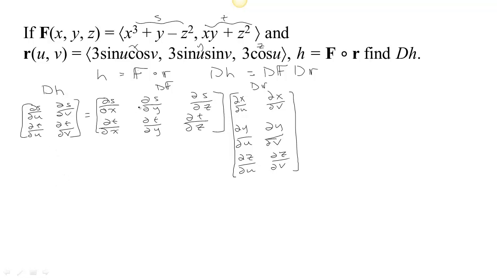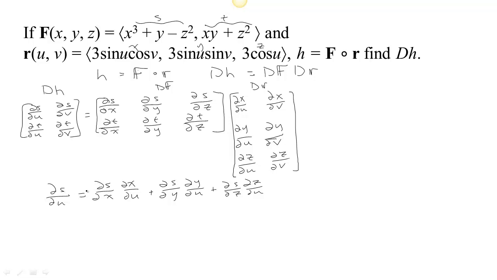Well, if we look at this, ds du, that's measuring the ratio of a change in s to a change in u. And look at the entries that are involved. You get ds dx times dx du, plus ds dy times dy du, plus ds dz times dz du.